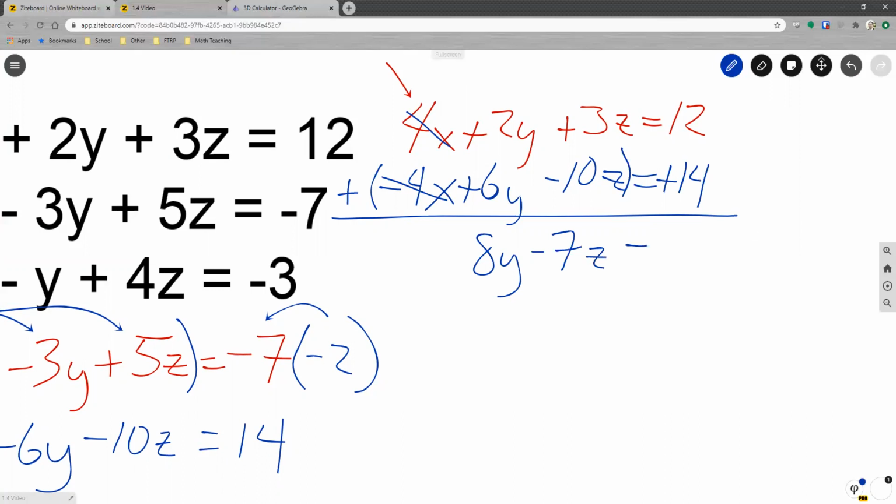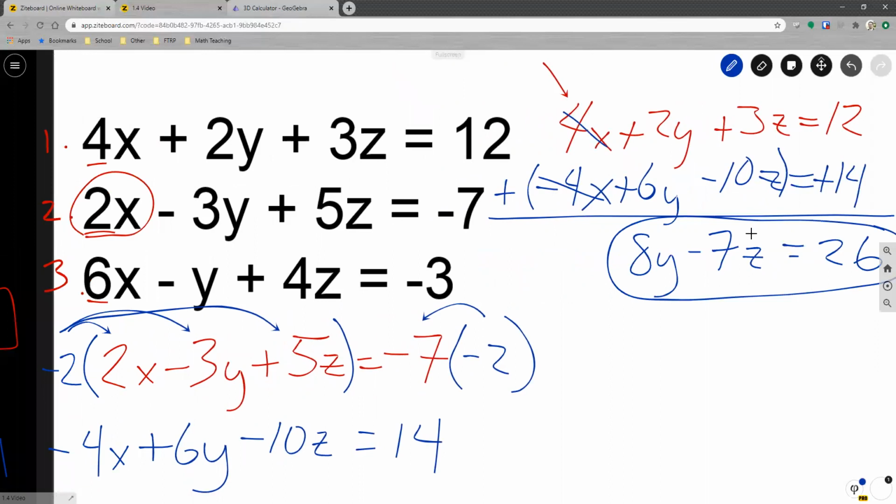Finally, I combine 12 and 14, and I get 26. So this is my first of what are going to be two variable equations. So I'm going to hold on to this guy. I can't do anything with it right now. Just going to circle it so I know that I'm going to be using it later.